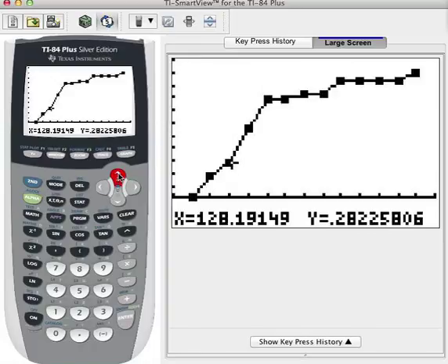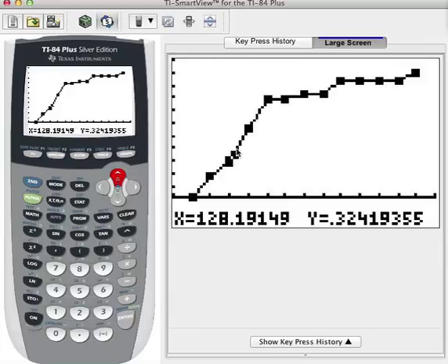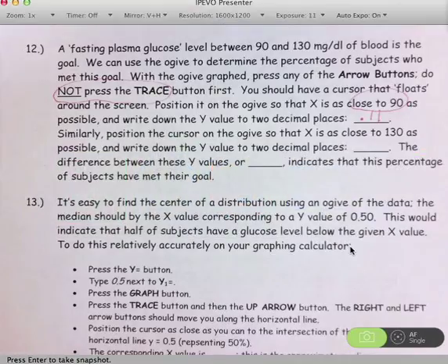Then I'm going to press the up arrow to get myself as close to the Ogive as I can. I think that looks pretty good. And I'm going to put this percentage down. What this says is that about 32% of subjects have a fasting glucose level that's less than 130. So that's 32%.